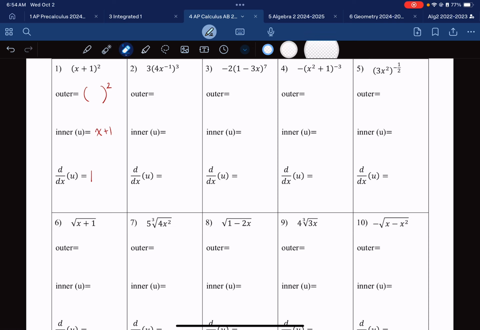I'm going to go ahead and erase that one for now. And then the derivative of 1 is 0. So there we go. Derivative of 1 is 0, so it's like a plus 0 here.